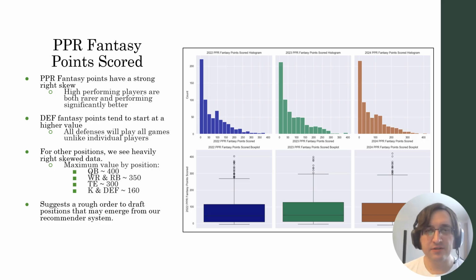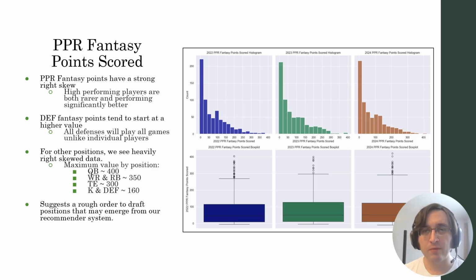The defensive teams, their fantasy points tend to start at a higher value than most of the other positions. And this makes sense because we know that all defenses will play in a game, and that's not the case for individual players. So that makes a lot of sense. For other positions, we see again, heavily right skewed data as well.